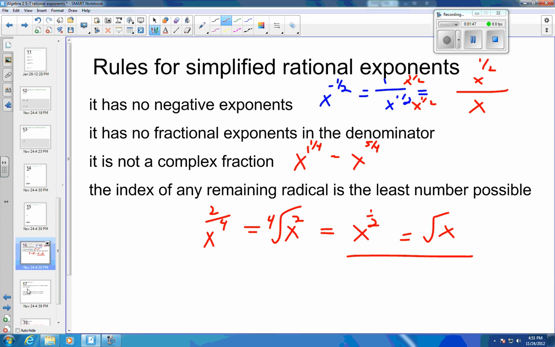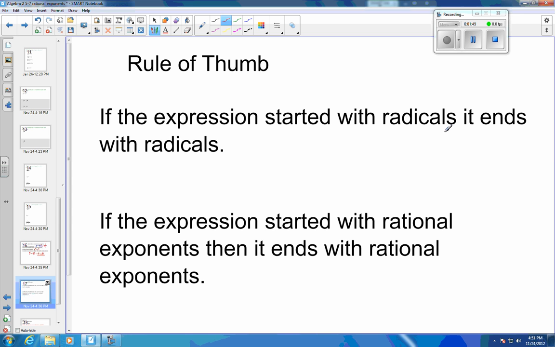Okay, and then the rule of thumb again is if the expression starts with radicals, you end with radicals. If the expression starts with rational exponents, you end with rational exponents. Okay, you can transfer it in the middle if you need to, but you need to put it back the way it started to end the problem.